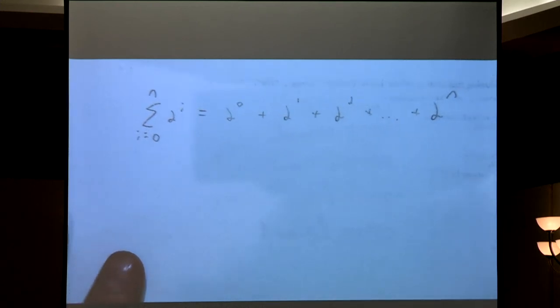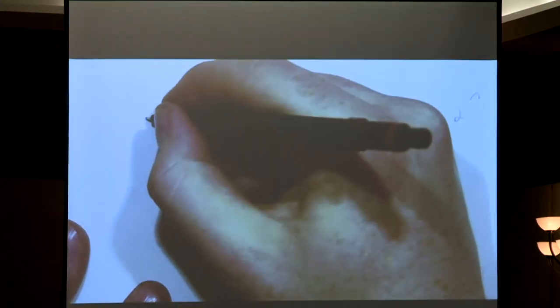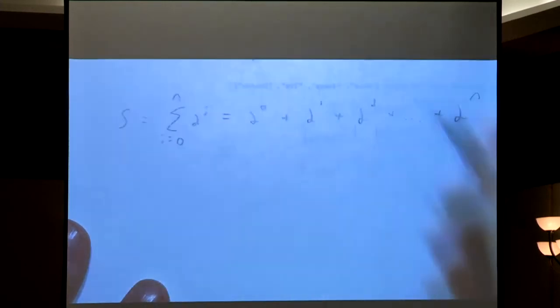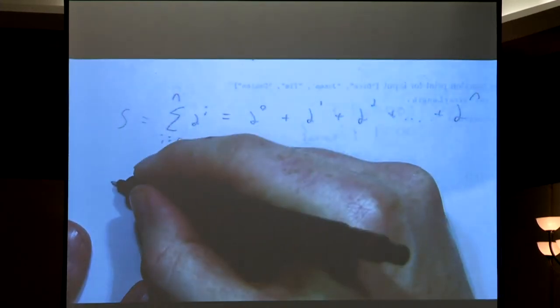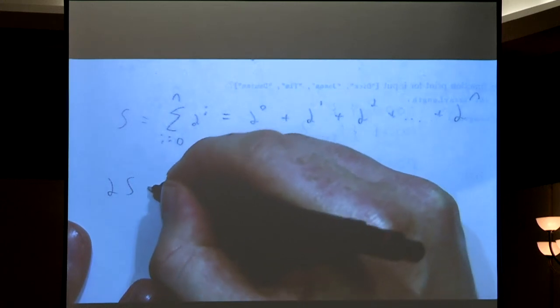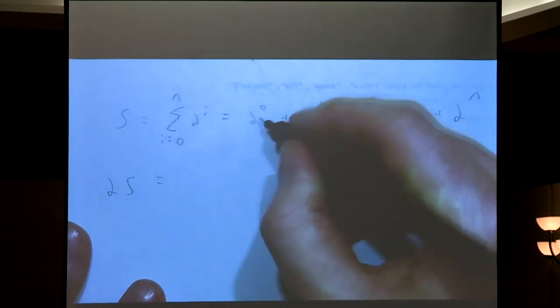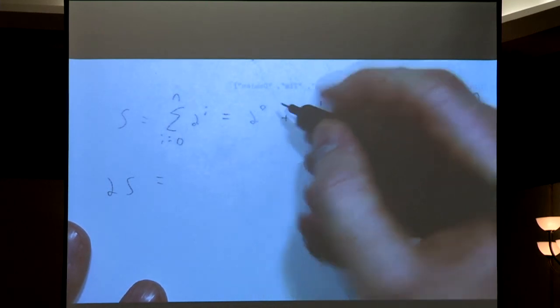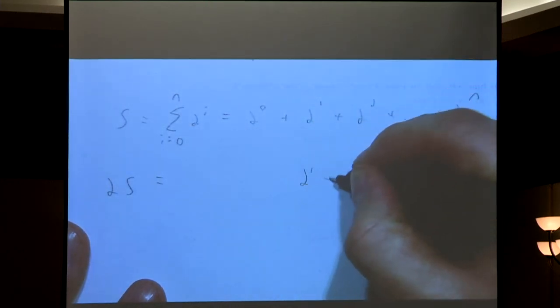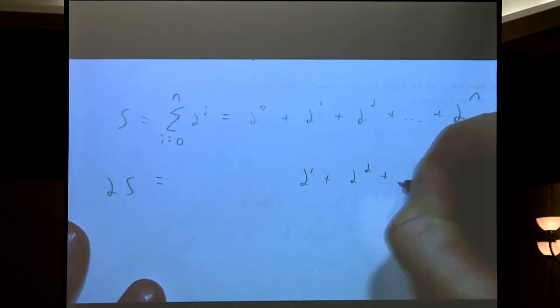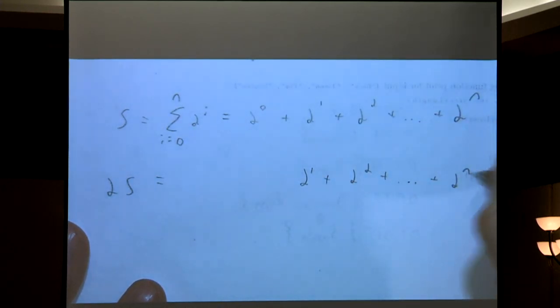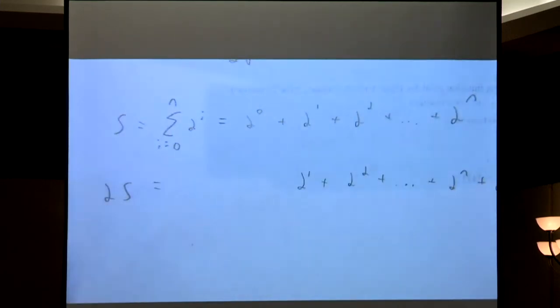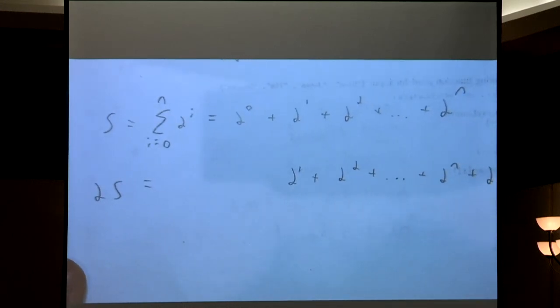So the key to doing geometric sums is just considering this whole sum as S. And now 2S, just multiplying this by 2, would give you 2 to the 0 times 2, which is just 2 to the 1, right? So if you just multiply this whole thing by 2, it's basically like you just shift it up by 1, is all that happens.